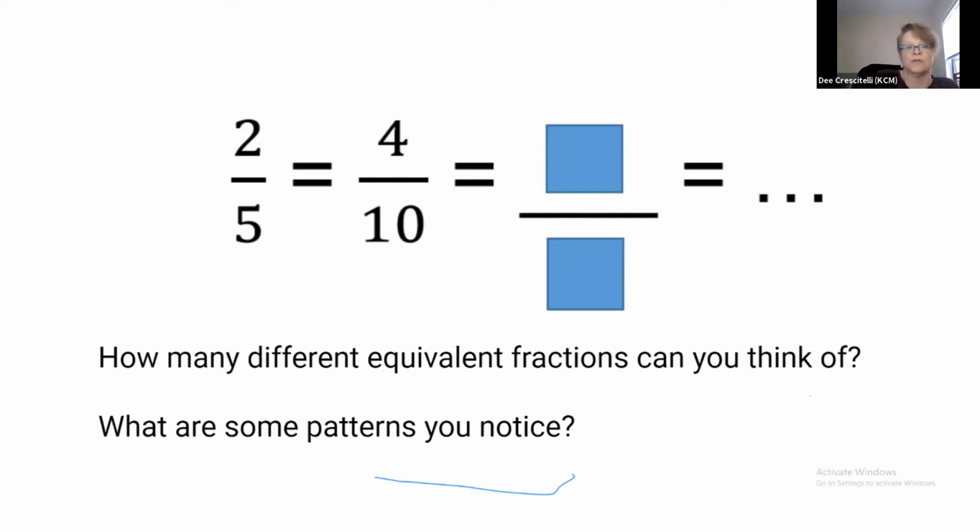The denominators are multiples of 5, lots of doubles. Some people saw 10s. Numerators are evens, the denominators are multiples of 5s, right? Some different ways of describing that pattern. As long as you multiply by 1, there are infinite possibilities.